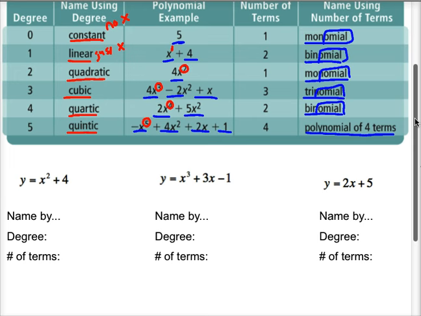But let's do some of our own examples, shall we? So, to name by degree. By degree means you're looking at the exponent. This one has a degree of 2, an exponent of 2, so that's going to be a quadratic. And if you look, it has 1, 2 terms to it. So based on the terms, that's going to make this a binomial.